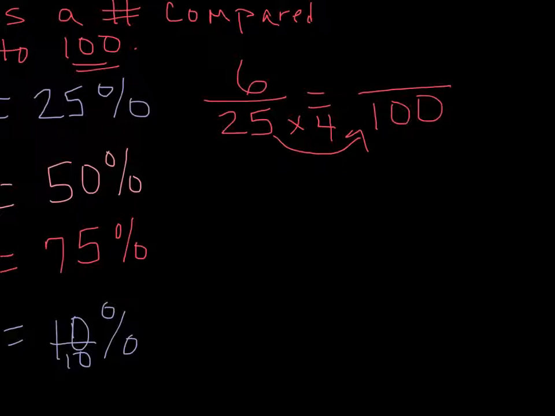And your answer is 4. So now, if I did it to the bottom, I have to do what? Do it to the numerator as well. So 6 times 4 is going to be 24. So 6/25 is the same thing as 24 over 100. So that's your other fraction.